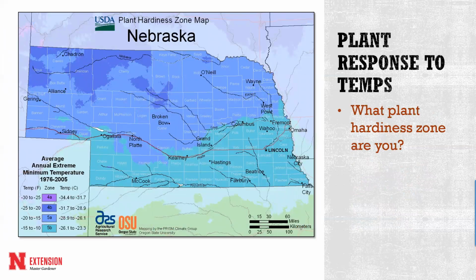So this is our state. These are our zones. We have from zone 4A to 5B within our state. Most of us live in about the 4B, 5A area. Some of us are down into the 5B area. And you can see what the low temps are. So you can see that they are moving in that 10-degree increment.